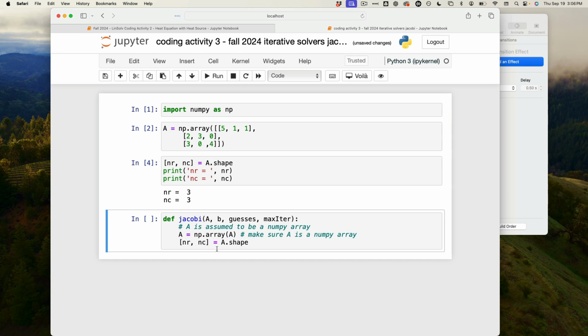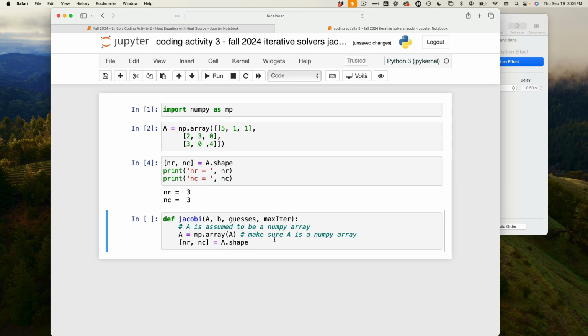Now here you could do an error check. You could say if nr is not equal to nc, throw an error, because you cannot invert a matrix that's not square. You cannot invert a system that's over or underdetermined. So you can do an error check here if you want.